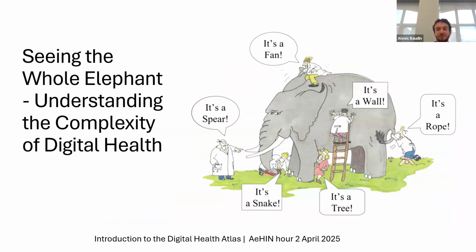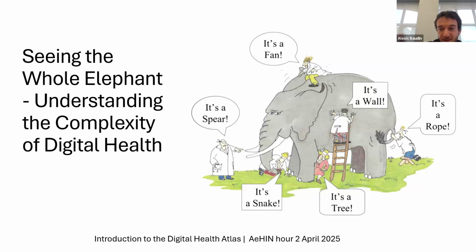This metaphor tells the story of a group of blind men, each of them touching a different part of an elephant and drawing conclusions about what it might be based only on their perspective. For example, one feels the trunk and says it's a snake, another touches the leg and believes it's a tree, while another feels the tail and thinks it's a rope.